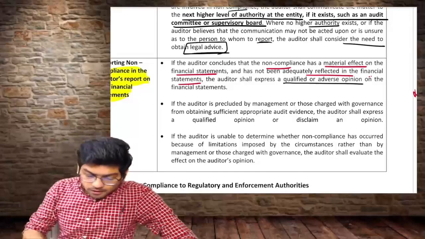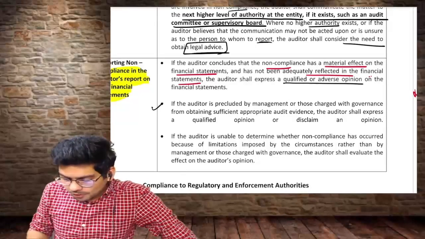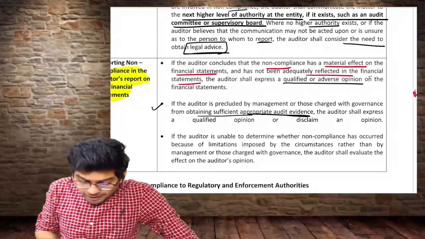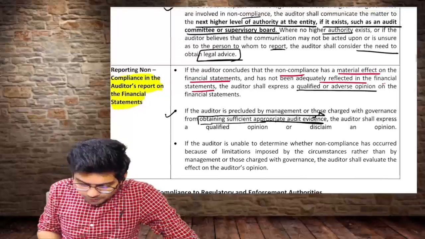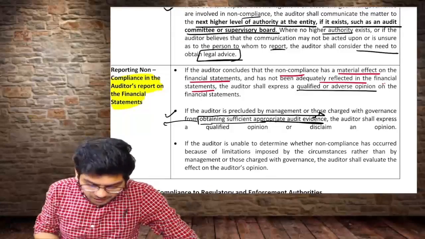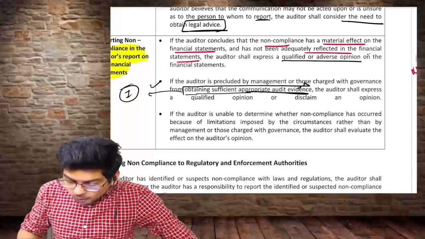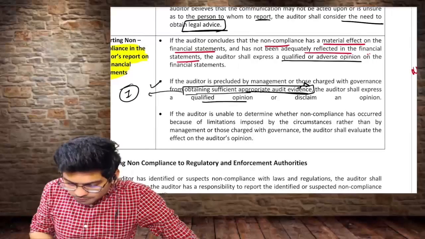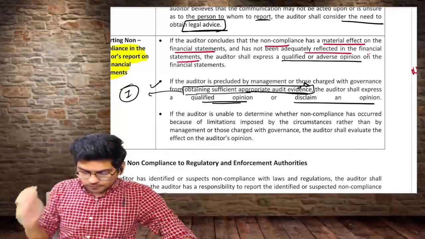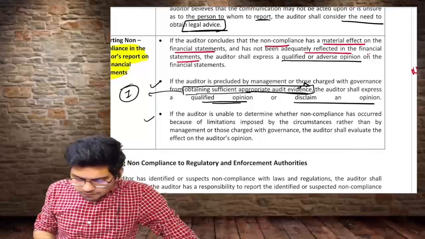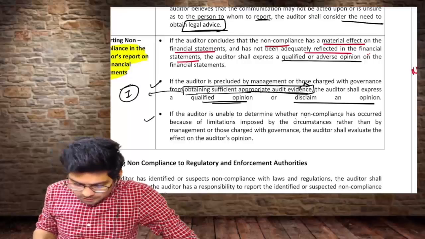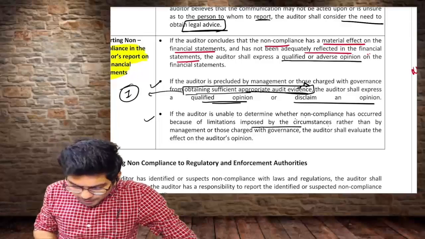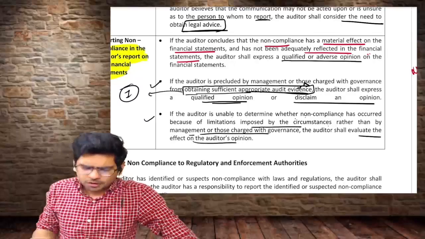Now, if the auditor is precluded by management or TCWG from obtaining sufficient appropriate audit evidence, when do we try to obtain sufficient and appropriate audit evidence? For which category of law? Category 1. So if management precludes us from obtaining any kind of evidence, we are going to either give a qualified opinion or disclaim an opinion. And finally, if the auditor is unable to determine whether non-compliance has occurred because of limitations imposed by circumstances rather than by management or TCWG, the auditor shall evaluate the effect. Not required as such.